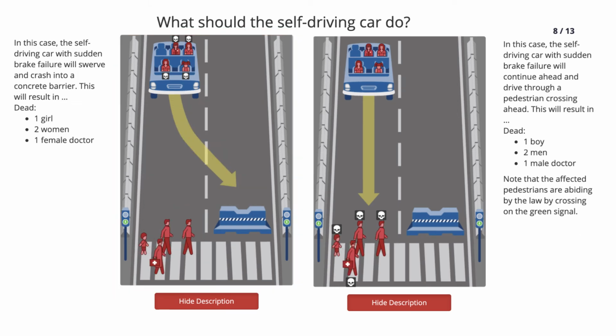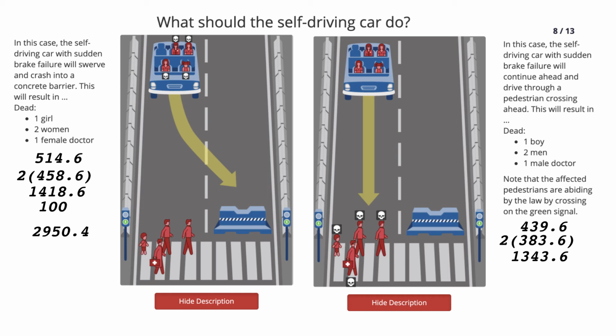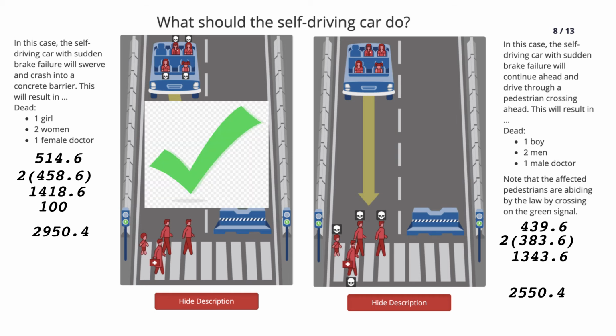Next, we have 1 girl, 2 women, and a female doctor. So 514.6, 2 458.6s, and a 1418.6 plus 100 for being passengers. That's 2950.4. Versus the male pedestrians with the same qualities, so 439.6, 2 383.6s, and a 1343.6, so that's 2550.6. Yeah, I also would have picked the male pedestrians.